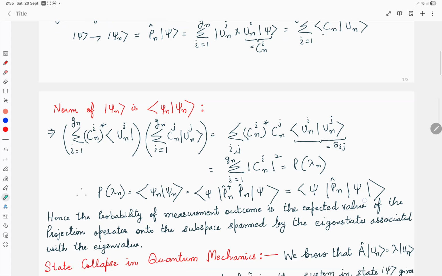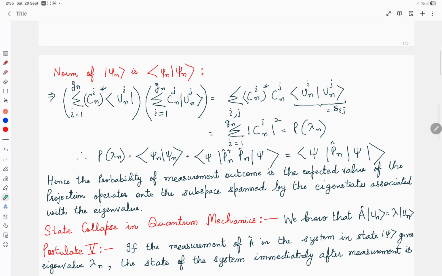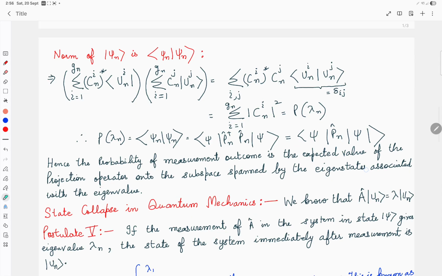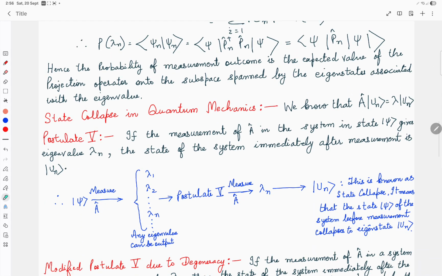Now let's move further. So this is the probability of lambda n, which is actually the expected value of the projection operator onto the subspace spanned by the eigenstates associated with the eigenvalue. Now let us look into the state collapse and postulate 5. State collapse in quantum mechanics.